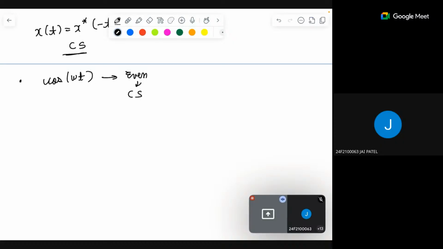So do you want me to discuss how this even and conjugate symmetric become the same? I got it now. Okay.